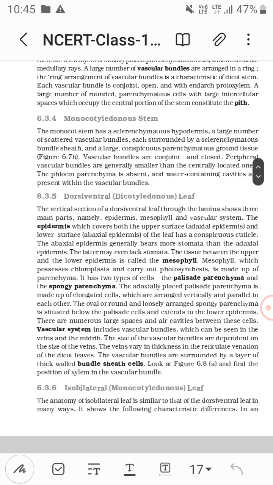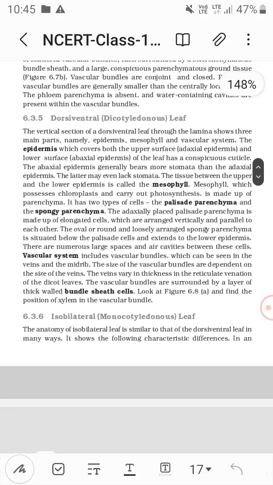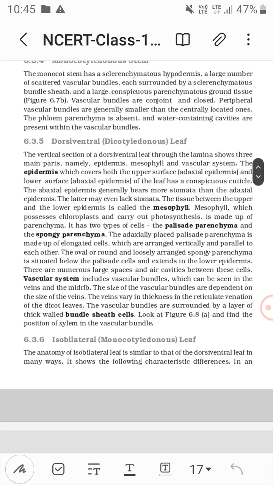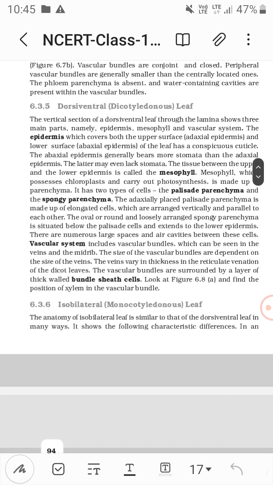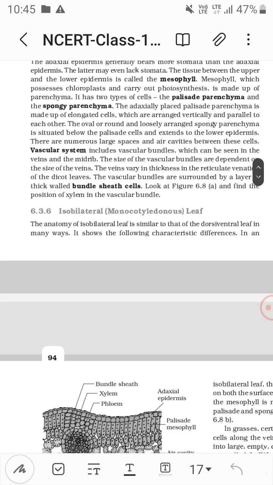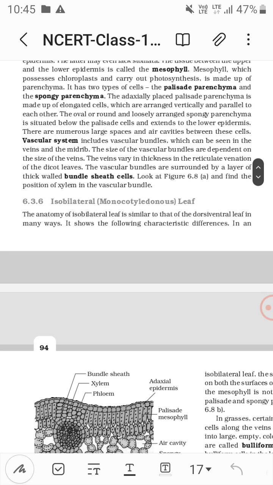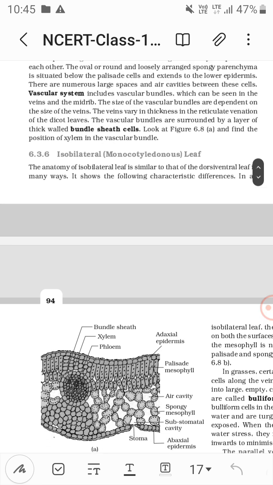Then dorsiventral, that is dicot leaf. Now showing the epidermis and mesophyll divided into palisade parenchyma and spongy parenchyma for photosynthesis. And mesophyll cells involve two functions, CO2 and O2 exchange and photosynthesis. So there is vascular system, includes vascular bundles. Okay, now bundle sheath cells around the vascular bundles.